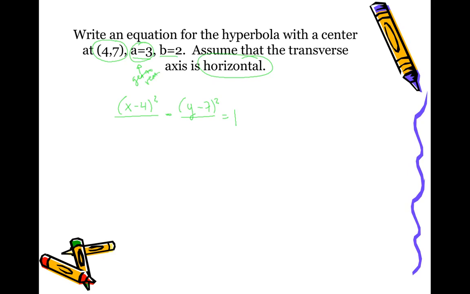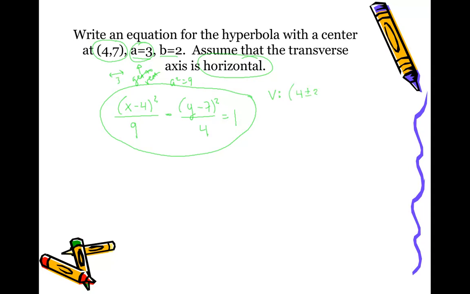Right? So a squared is going to be 9, so that's got to go under my horizontal. B squared is 4, so just like that, we've got the equation. To just add on to this a little bit, the vertices, I'm going to be going left and right 3 from the center, right? So like I can get it.